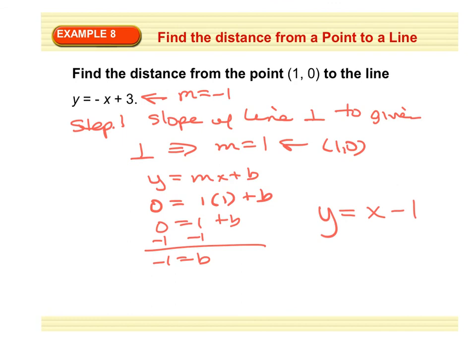Miss Corey, yes. So when you're saying step 1, it says slope of line perpendicular to given line? To the given line. So the given line was this. So I need to find the slope that's perpendicular to that. So over here was my slope. It's negative 1. So to make it perpendicular, I make it opposite reciprocal. So the opposite reciprocal of, in this case, negative 1 is positive 1.